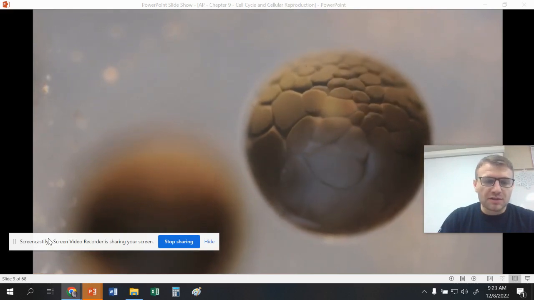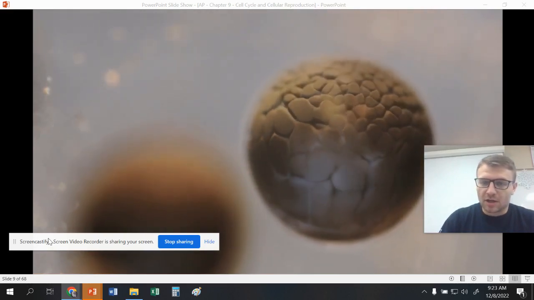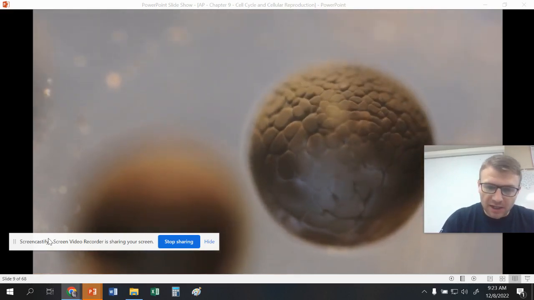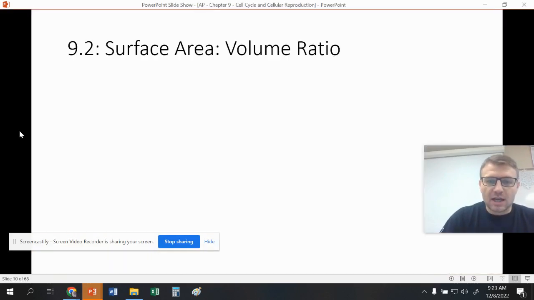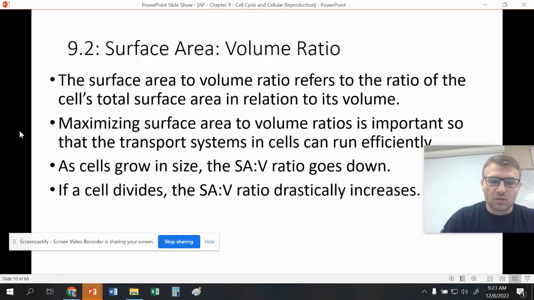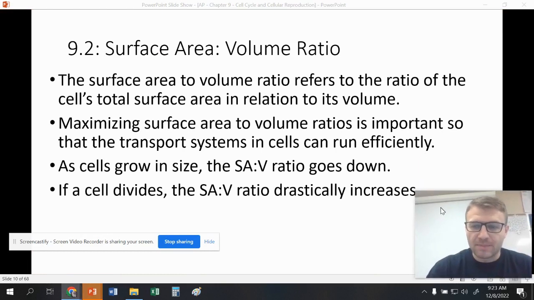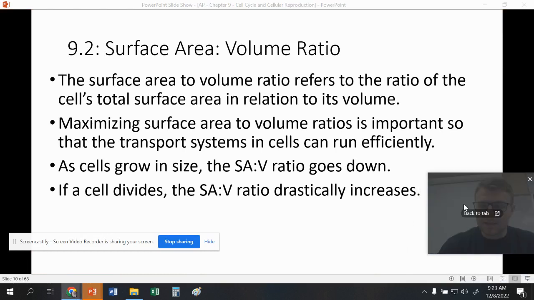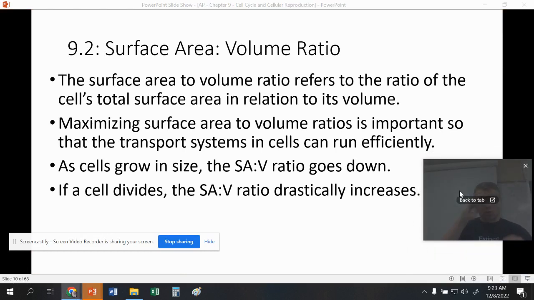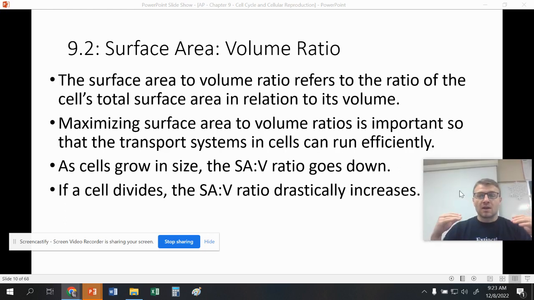And the question I always raise is, why does a cell not just get bigger and bigger? Why does a cell have to split? So the main reason is because of something called the surface area to volume ratio. Basically, as a cell or anything increases in size, the surface area and volume will both increase. However, the volume will increase much faster than the surface area will.